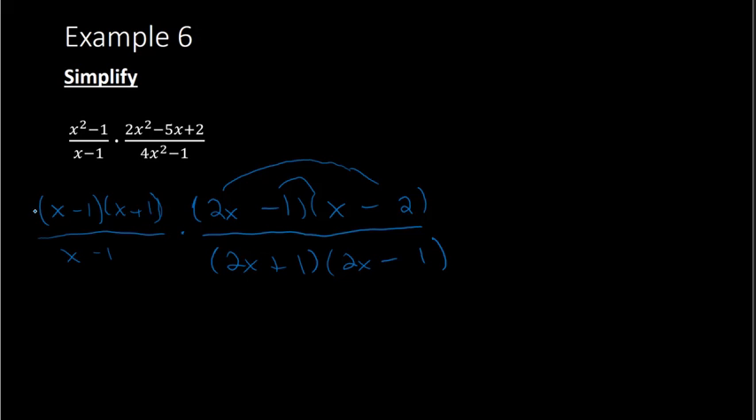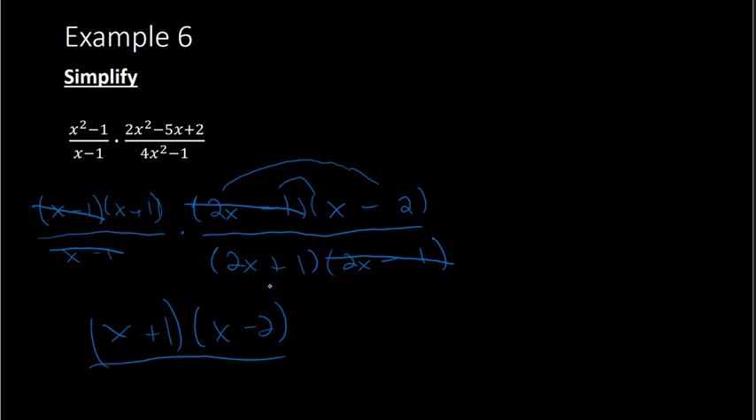So we see an x - 1 on the top and an x - 1 on the bottom. Those can divide out. We see a 2x - 1 on the top and a 2x - 1 on the bottom. Those divide out. So what I'm left with is this (x + 1) on the top times this (x - 2) on the top, divided by 2x + 1 on the bottom. So this would be my solution.